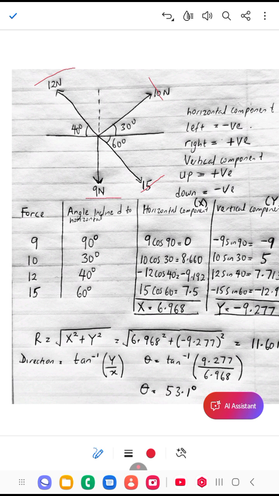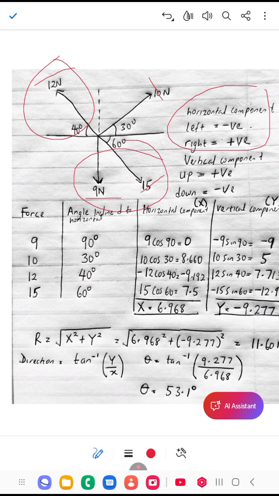Now, there's something that we must know. In the horizontal component, the left will be negative, while the right will be positive. So that means that if you are resolving all these vectors in the horizontal, this 12 here, when we are doing for the horizontal component, it will be negative. That's because it's on the left side. I hope you understand. While for the vertical component, those that are up will be positive, while the one that is down will be negative. So when we are doing for the vertical component, 9 Newton and 15 Newton, they are going to be negative. I hope you understand that one.